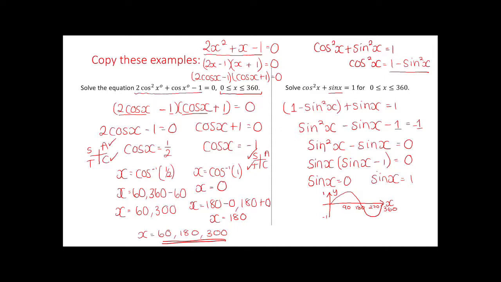So we're interested in when sin x is equal to 0. Sin x is equal to 0 here. It's equal to 0 here, and it's equal to 0 here. So when sin x is equal to 0, x is equal to 0, 180, and 360. On this other side, where we've got sin x is equal to 1, sin x is equal to 1 up here. So x is equal to 90 degrees in that case. So I'm going to put all these answers in one list, do them in ascending order. We've got 0, 90, 180, and 360 degrees. And that's my final answer for this one.